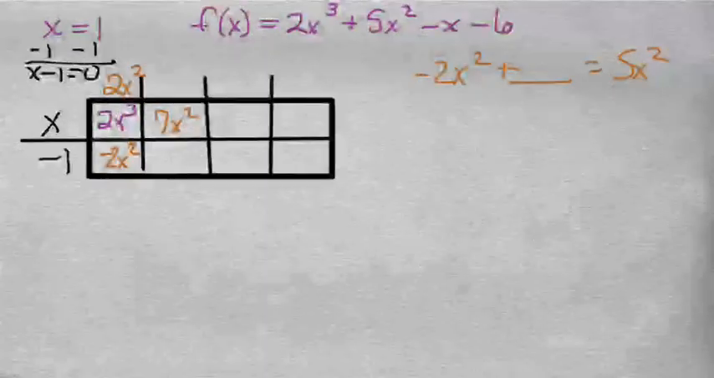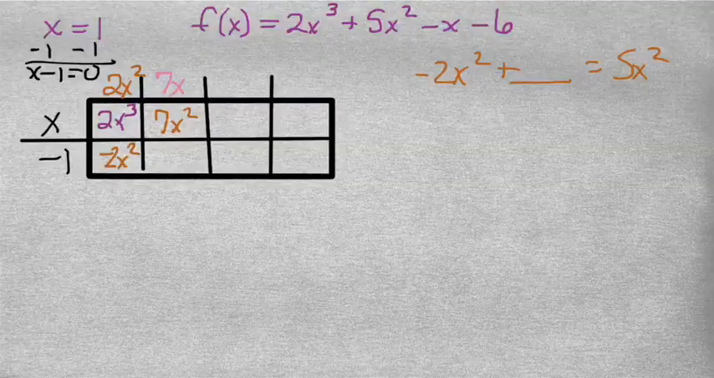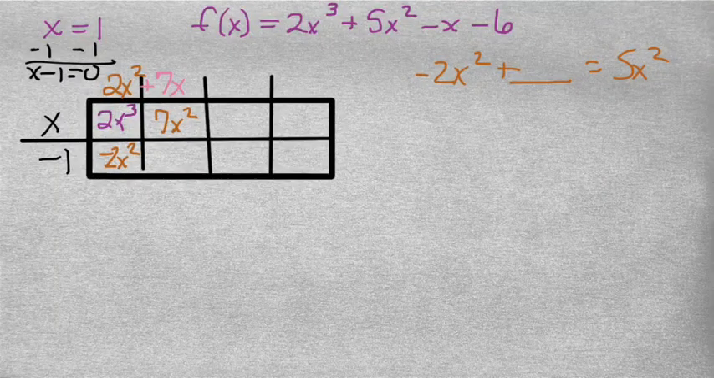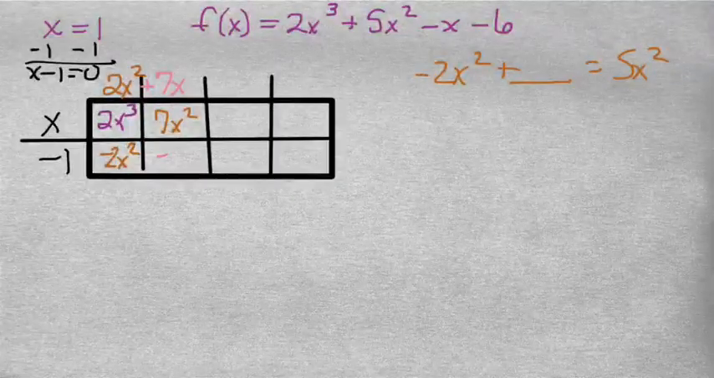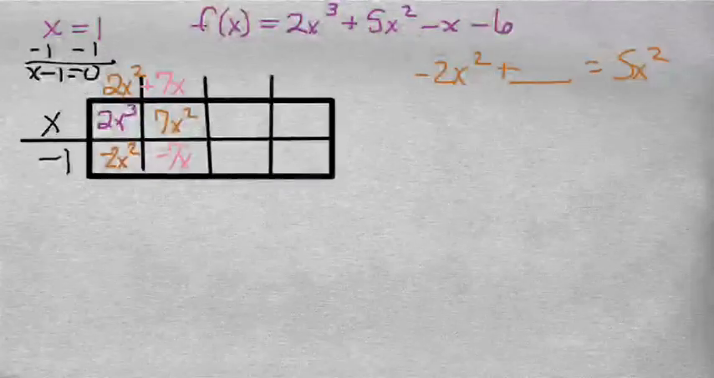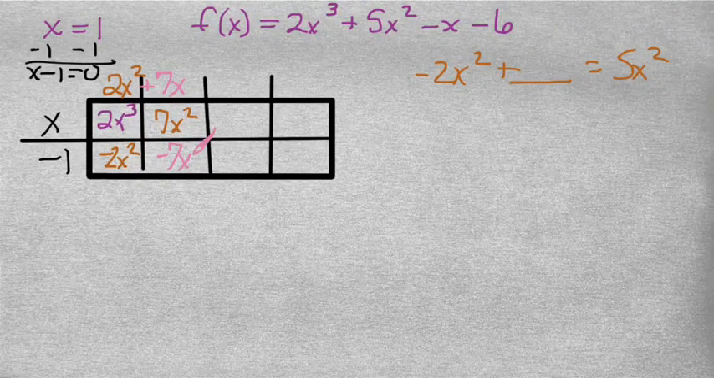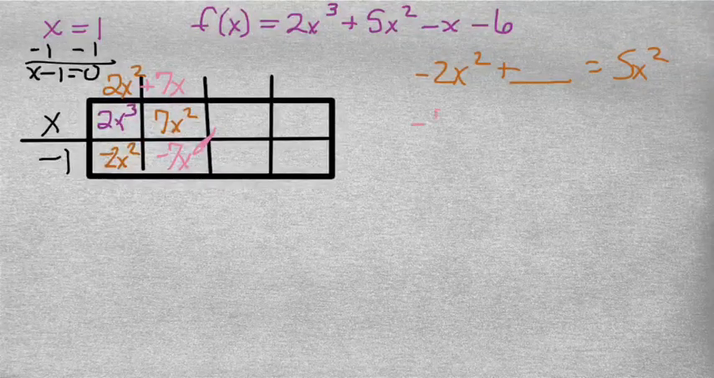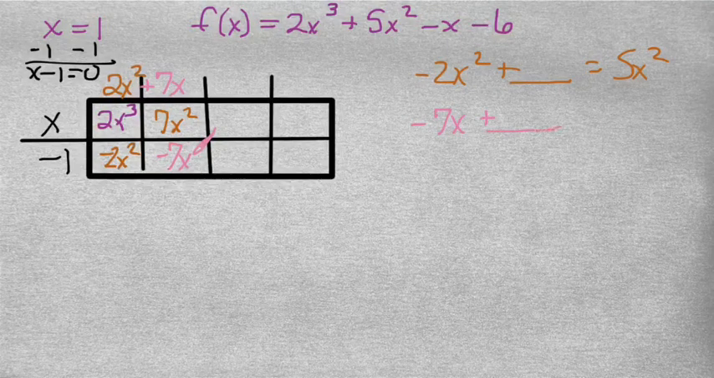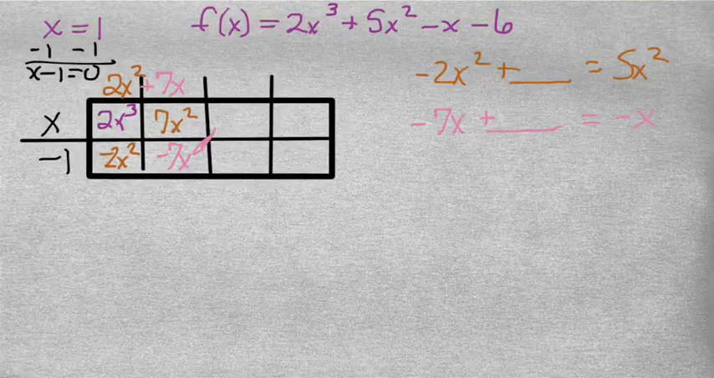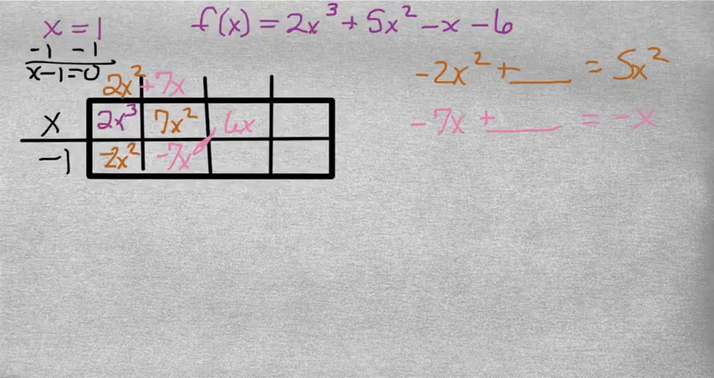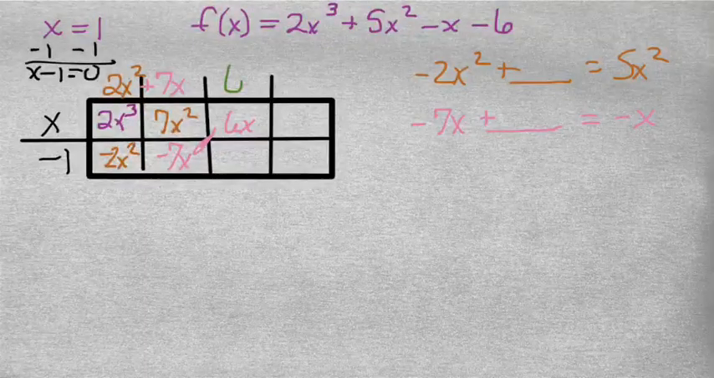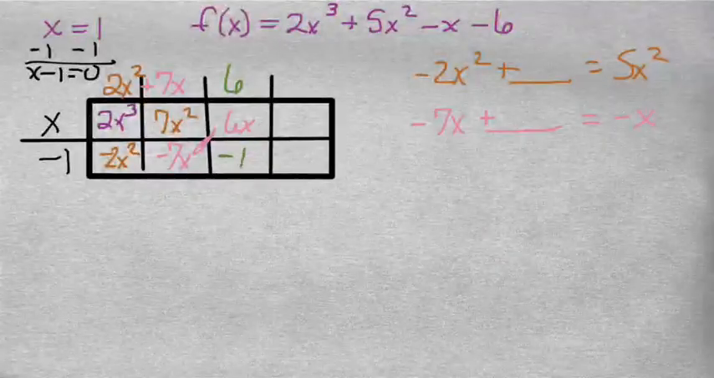So now I need to divide. That gives me 7x up at the top. It's positive. And then I'm going to multiply. That gives me a negative 7x. And then I would add. So negative 7x plus something is equal to a negative x. And that something is going to be a positive 6x. And so I'm going to go to the next one. Divide. And that gives me 6. 6 times negative 1 is negative 6.